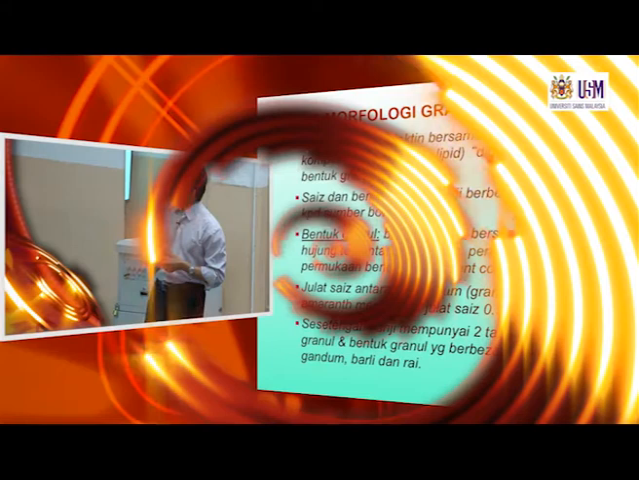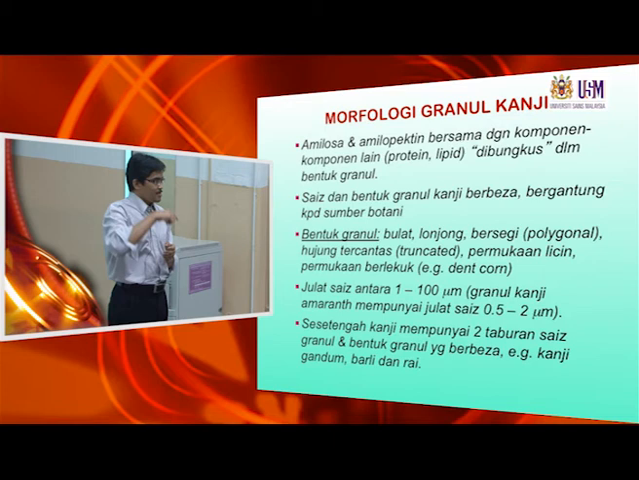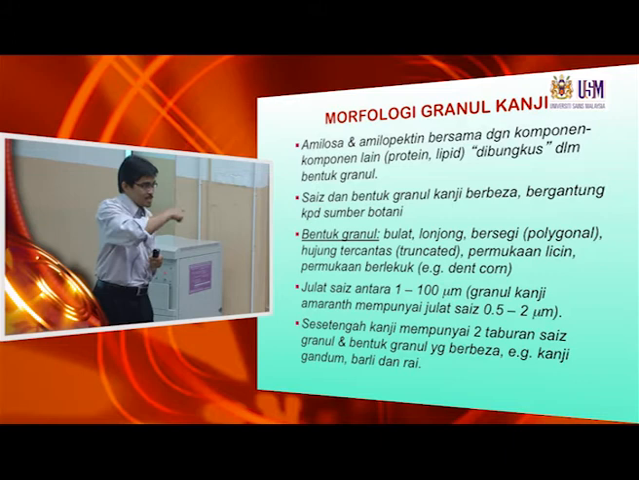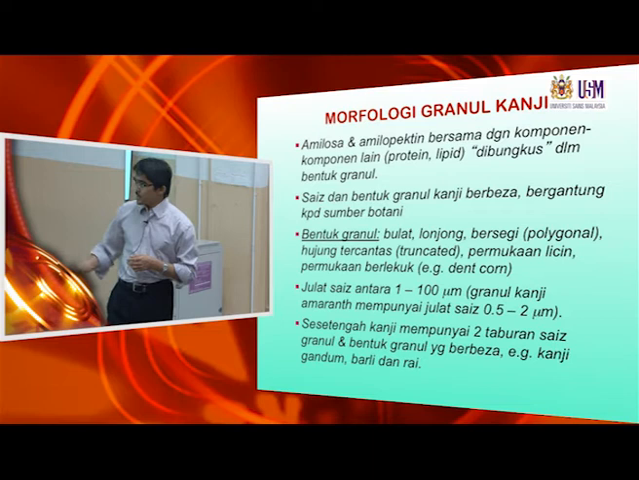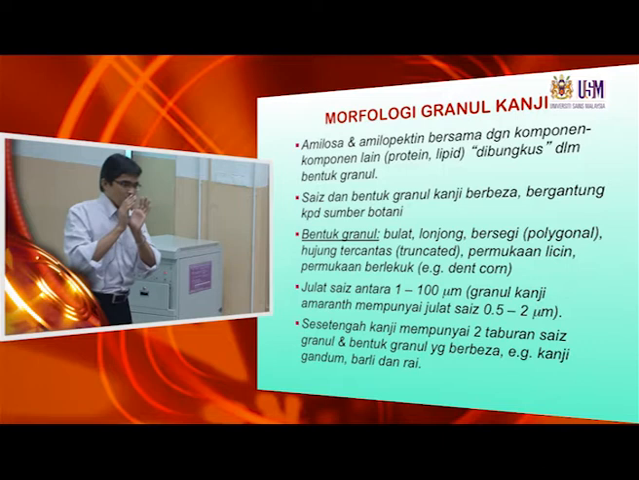Some types of starch have dual taburan size granules, bimodal. Bimodal. Unimodal is just like a normal distribution, one peak. But dual taburan size means we have two peaks. So meaning that we have, say, one group of granules with this size, another group of granules with this average size. So this is what we mean by bimodal.